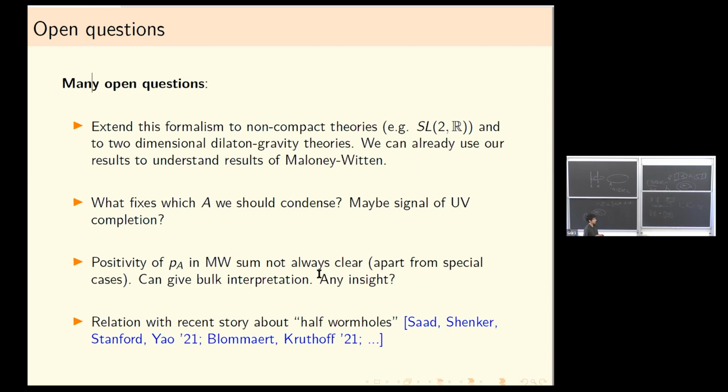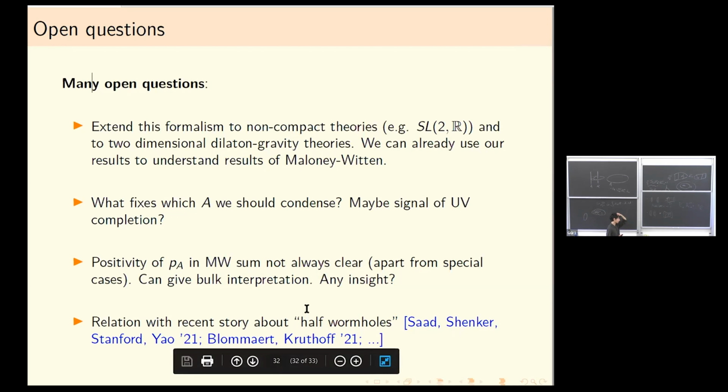And another thing is this probability coefficient that I introduced before. It's not clear a priori why they should be positive or negative in this case, but maybe from the bulk unitarity, you can say something. So you can write these coefficients as scalar products in the bulk. So you can link them to properties of the algebra objects. So you can maybe get some mileage from there.